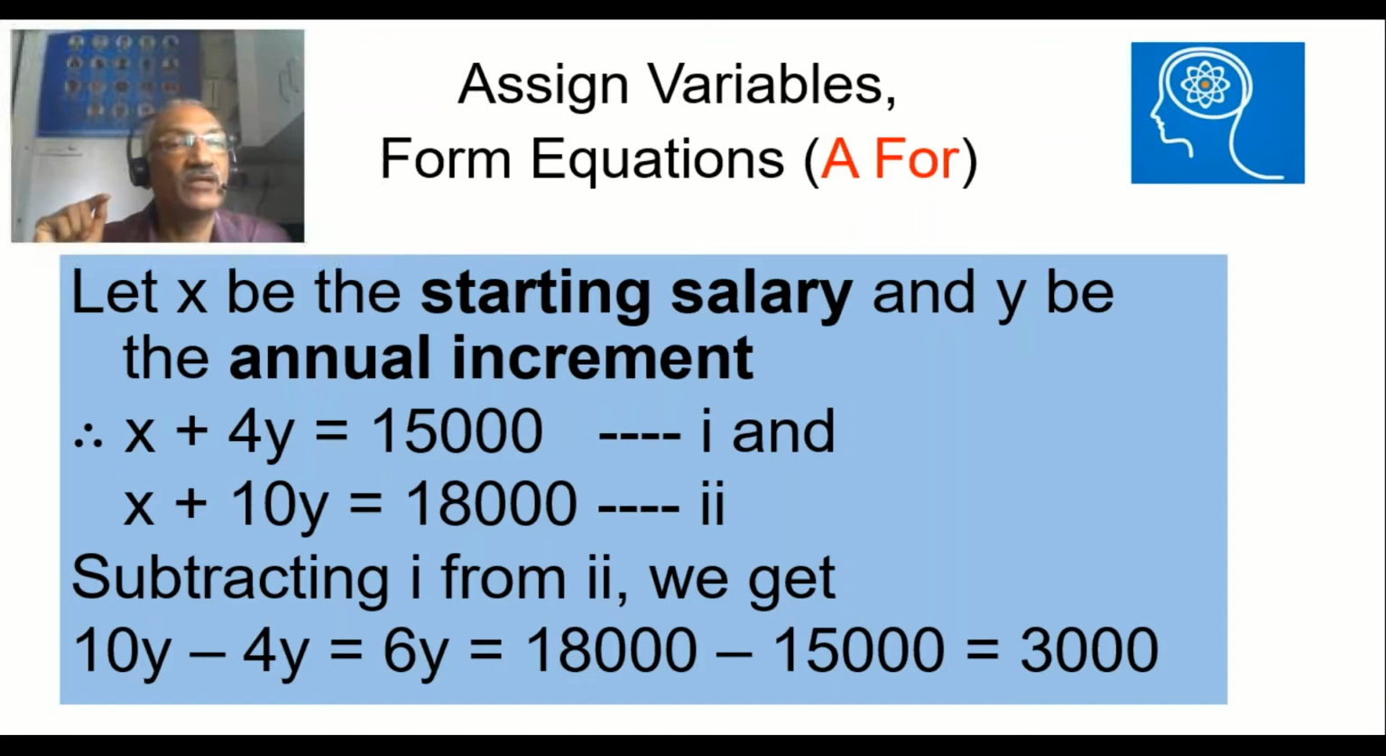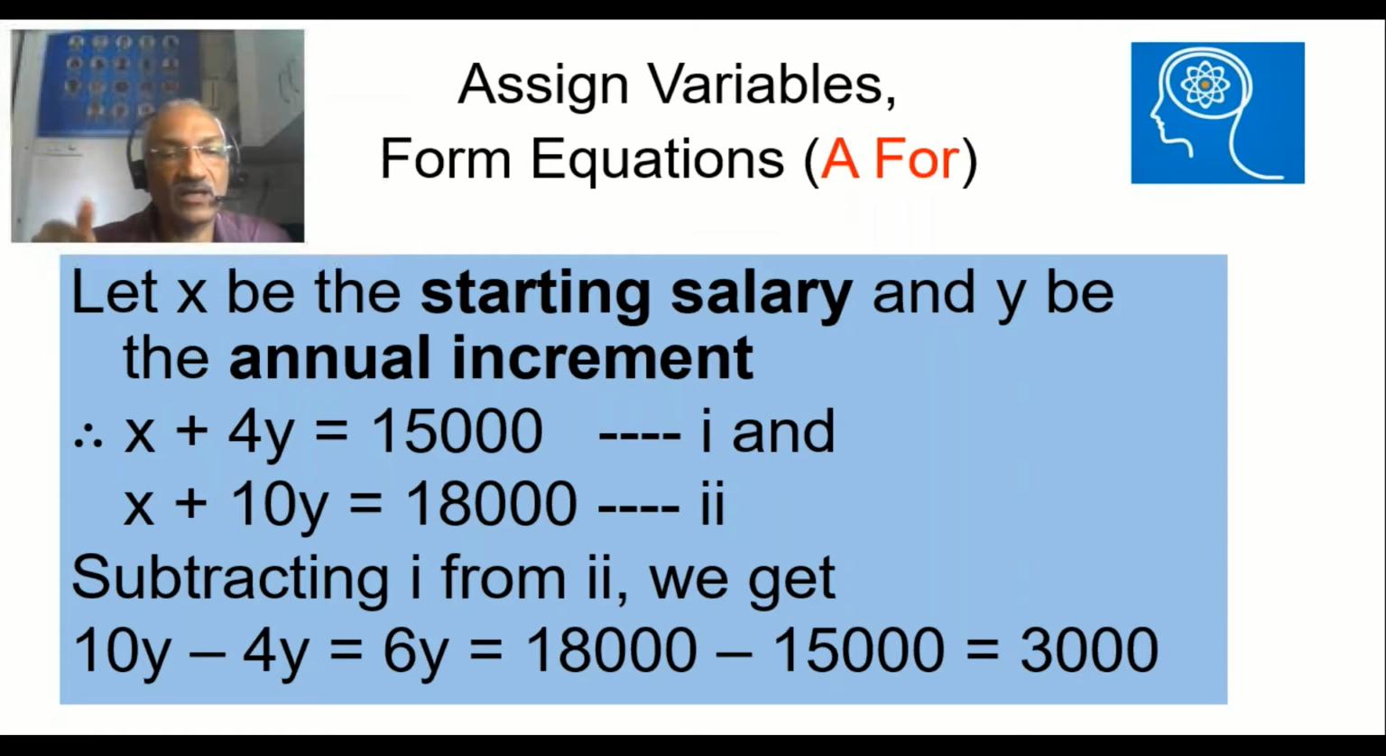The next step of RUN A FORT is forming the equations. So we have formed the equation based on the information, which is X + 4Y = 15,000 because after 4 years, his salary was 15,000. After 10 years, it was 18,000. So these are the two equations formed. The next is reaching the solution.